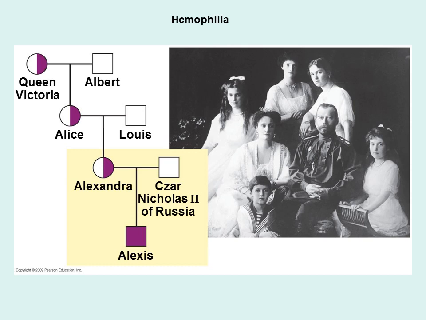Alice was a carrier. Where did she get her gene from? It was not, once again, from her father, because if it had been from her father, he would have also had hemophilia. So you know it came from her mother, who was Queen Victoria. So this is just showing an example using some history as to how to trace some of these genetic traits with disorders.